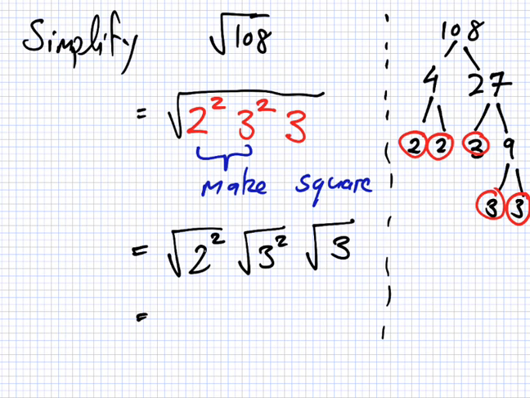What's square root of 2 squared? Well, this and this cancel. It's 2. And this cancels. It's 3. And what's 2 multiplied by 3? It's 6. So the answer is 6 root 3. Make sense? Yeah. I'll do another example and then we'll do more difficult ones.